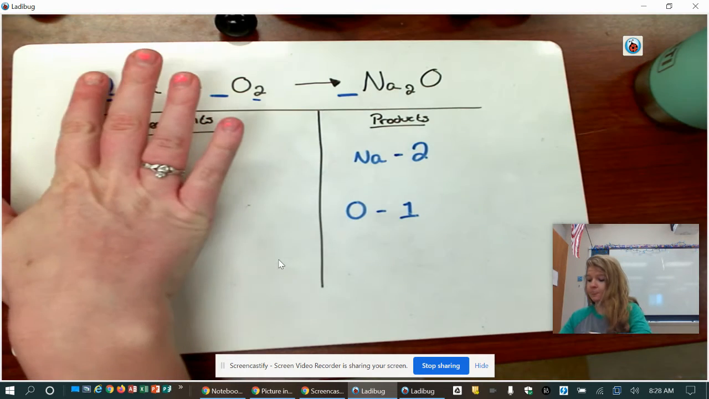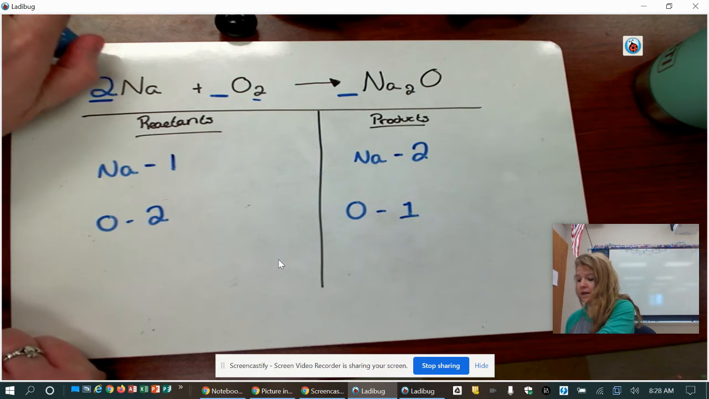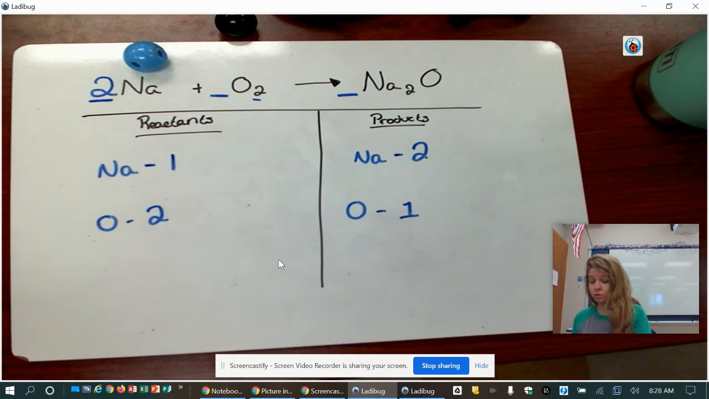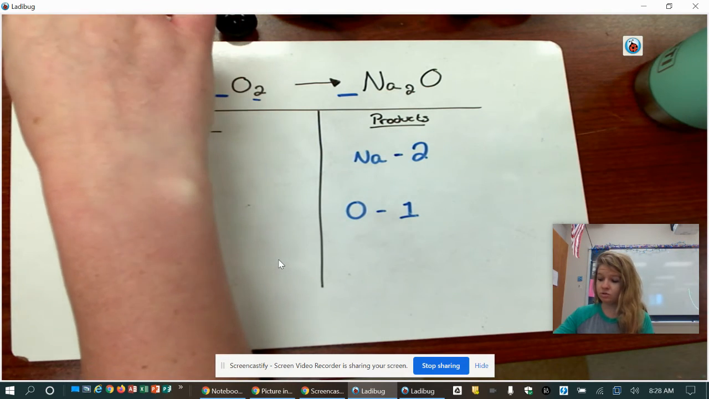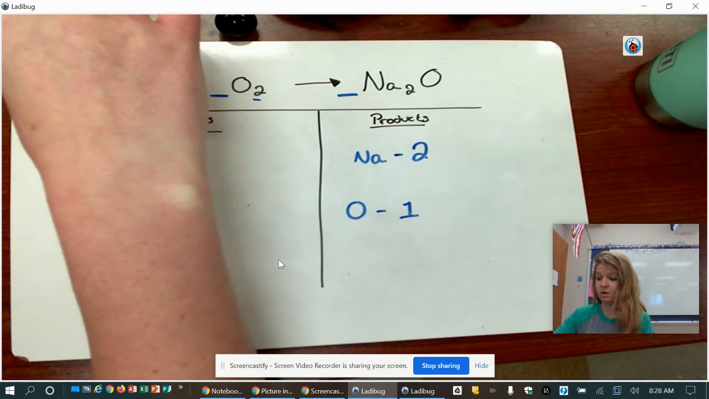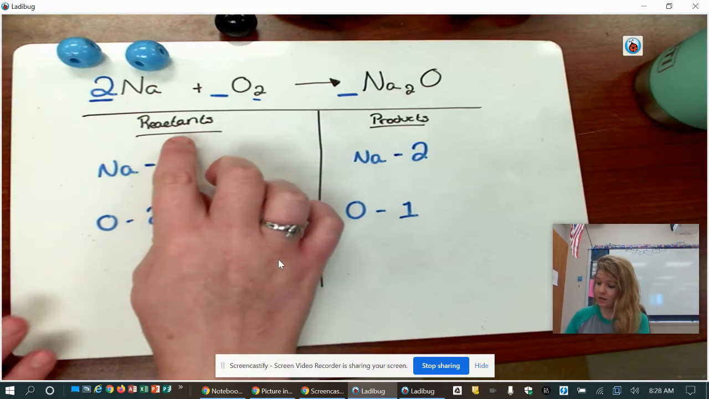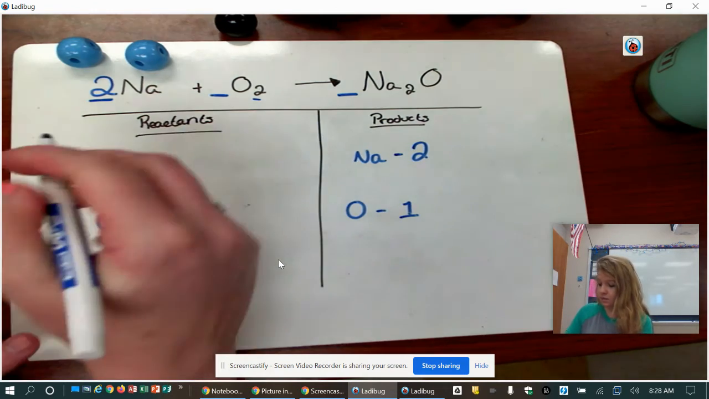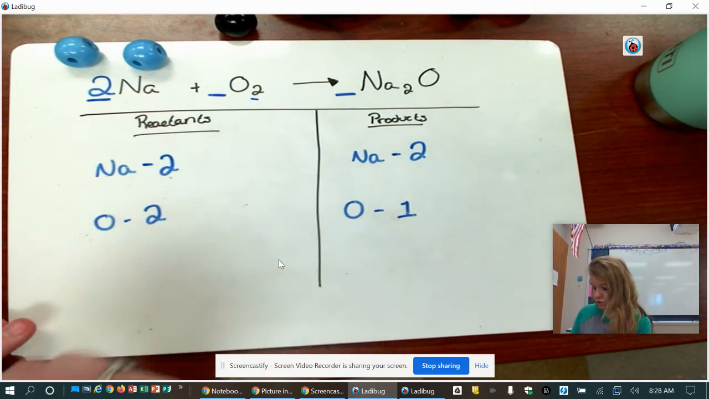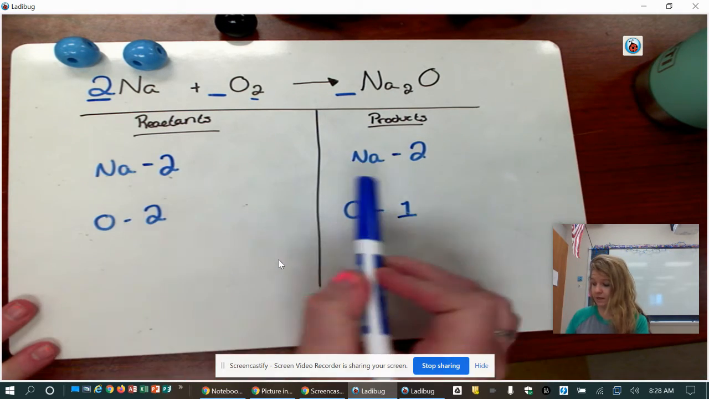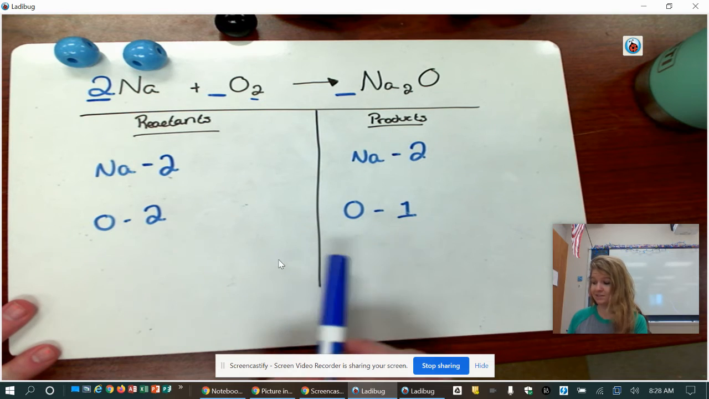So this Na means 1. 2 Na means that there's just 2 of those atoms now. They're not bonded together. I just increased the quantity. So 2 Na, I come down here, I turn this into a 2. Now my sodiums are matched up, but my oxygens are not.